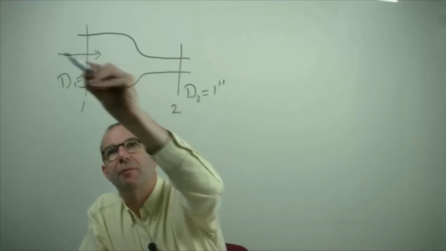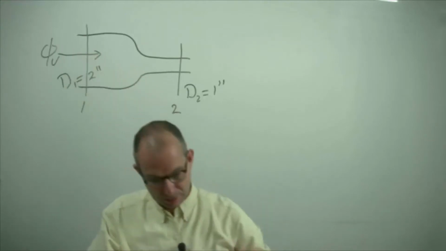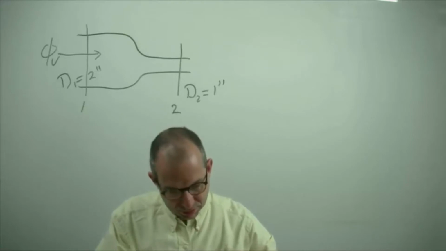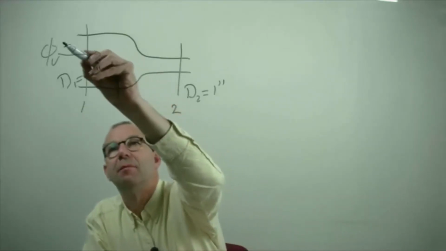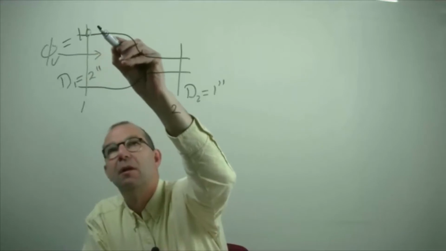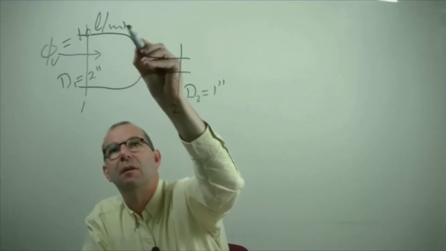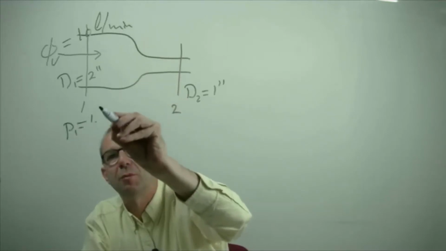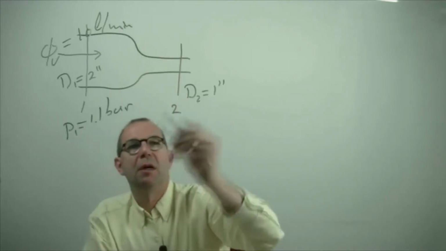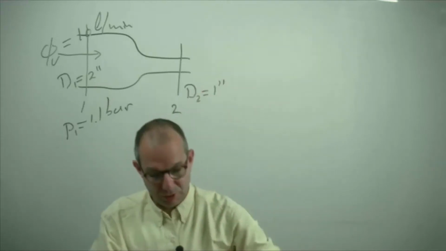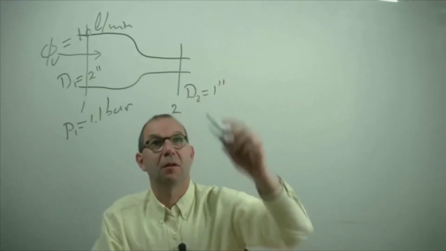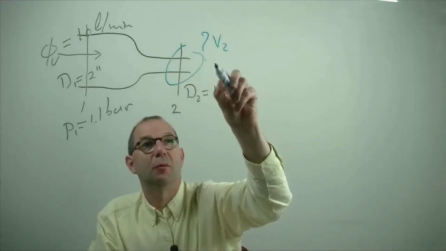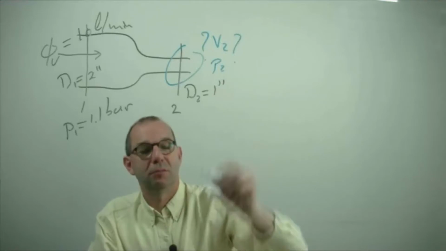Water is flowing in at a given flow rate of 10 liters per minute. And the pressure here is 1.1 bar. And I would like to know what happens here. What is V2? What is P2?